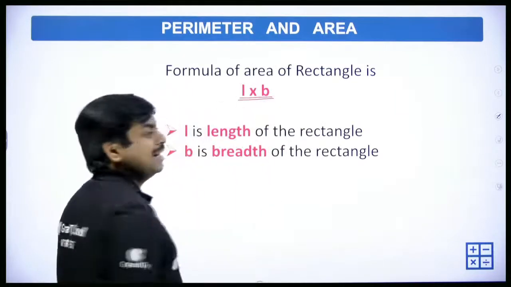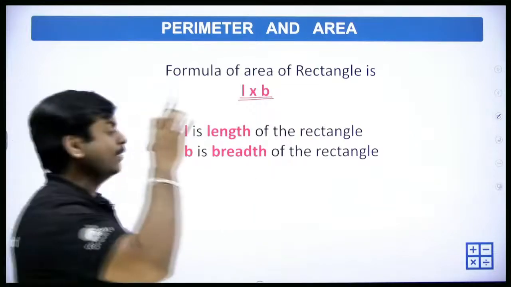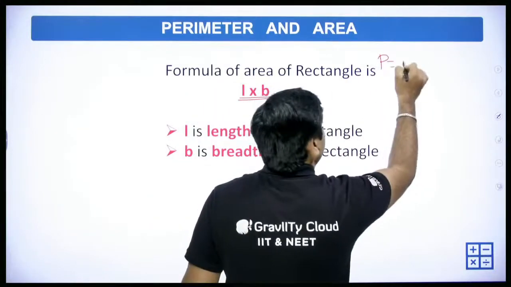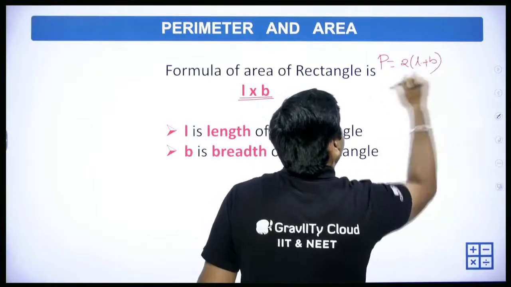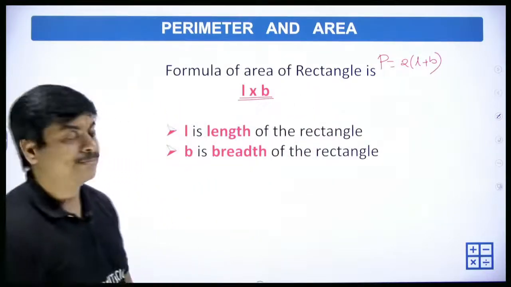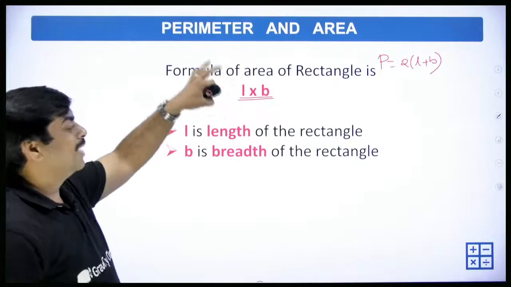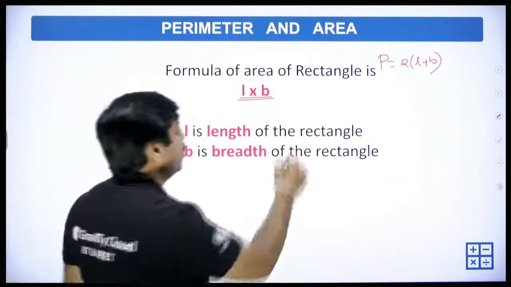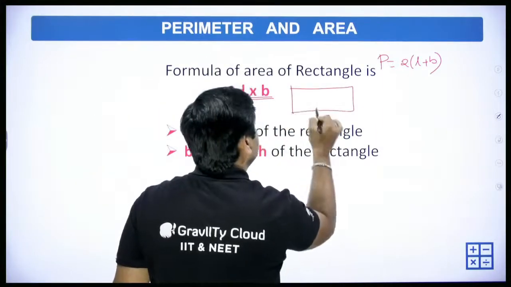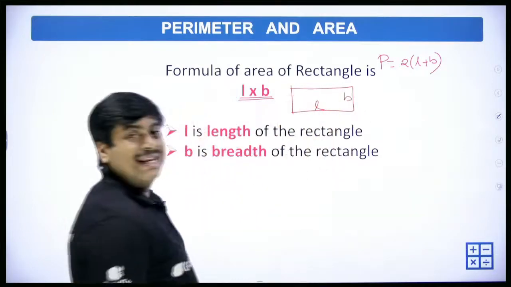Area of a rectangle is length into breadth. Don't confuse it with the perimeter. Perimeter is equal to 2 times of length plus breadth. But here, the formula for the area of a rectangle is length into breadth. This is length, this is breadth. So that becomes length into breadth.